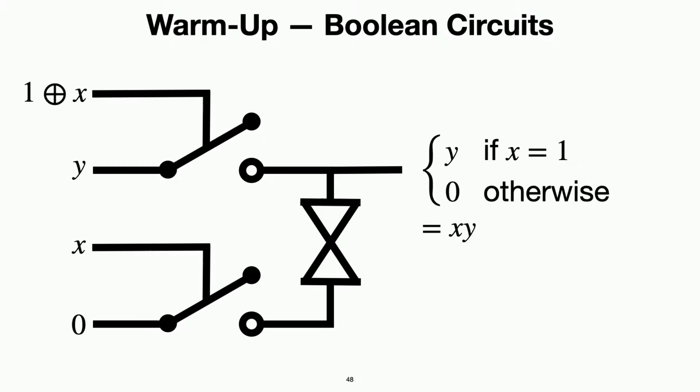So what does it say? Well, there are two switches, right? If x is a 1, then this will evaluate to 0. This switch will close, and y will flow through onto the output wire. If x is a 0, then this switch will close and 0 will flow through onto the output wire. So it's computing the function y if x is 1, or 0 otherwise, otherwise known as x times y.